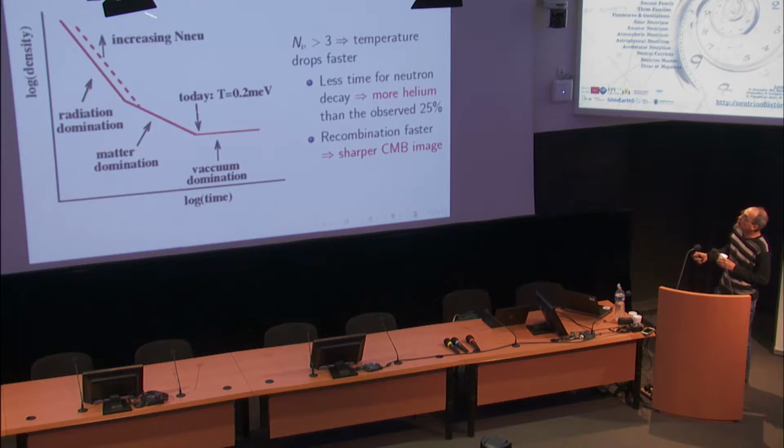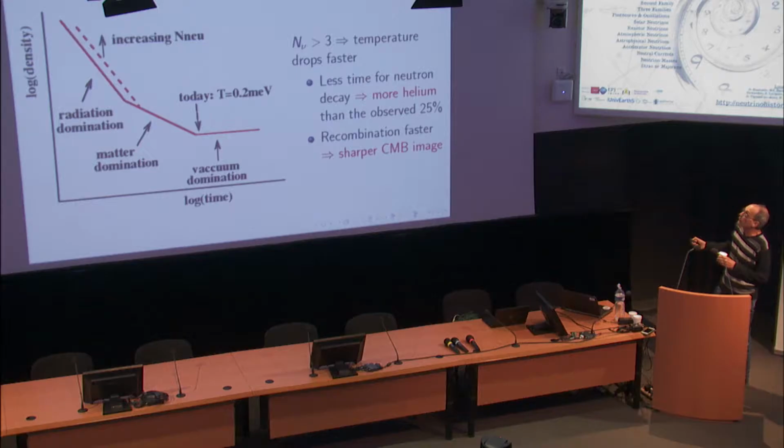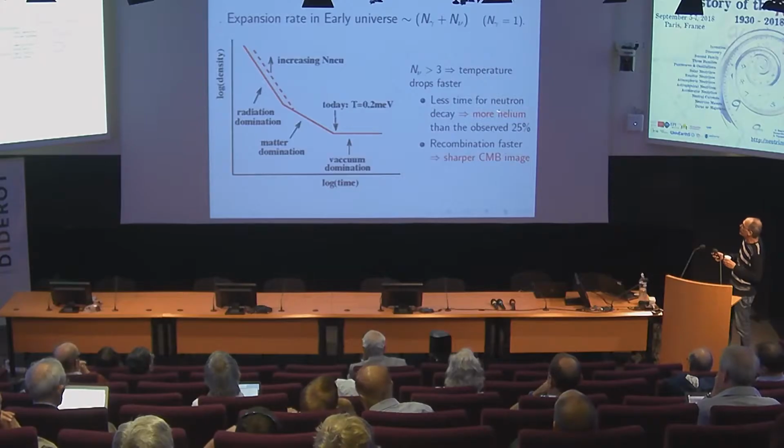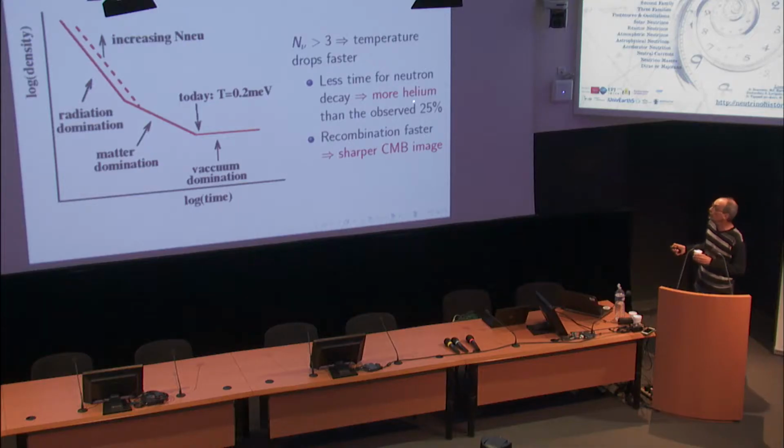So this is it. The expansion rate in the early universe depends on the number of photons plus the number of neutrinos. The number of photons is 1; we know that's true. If you have more than 3 neutrinos, the temperature drops faster. That leaves less time for neutron decay, which gives more helium than the observed 25%. This is the take-home line: the more neutrinos you have, the less time for neutron decay. That gives more neutrons, which results in more helium.